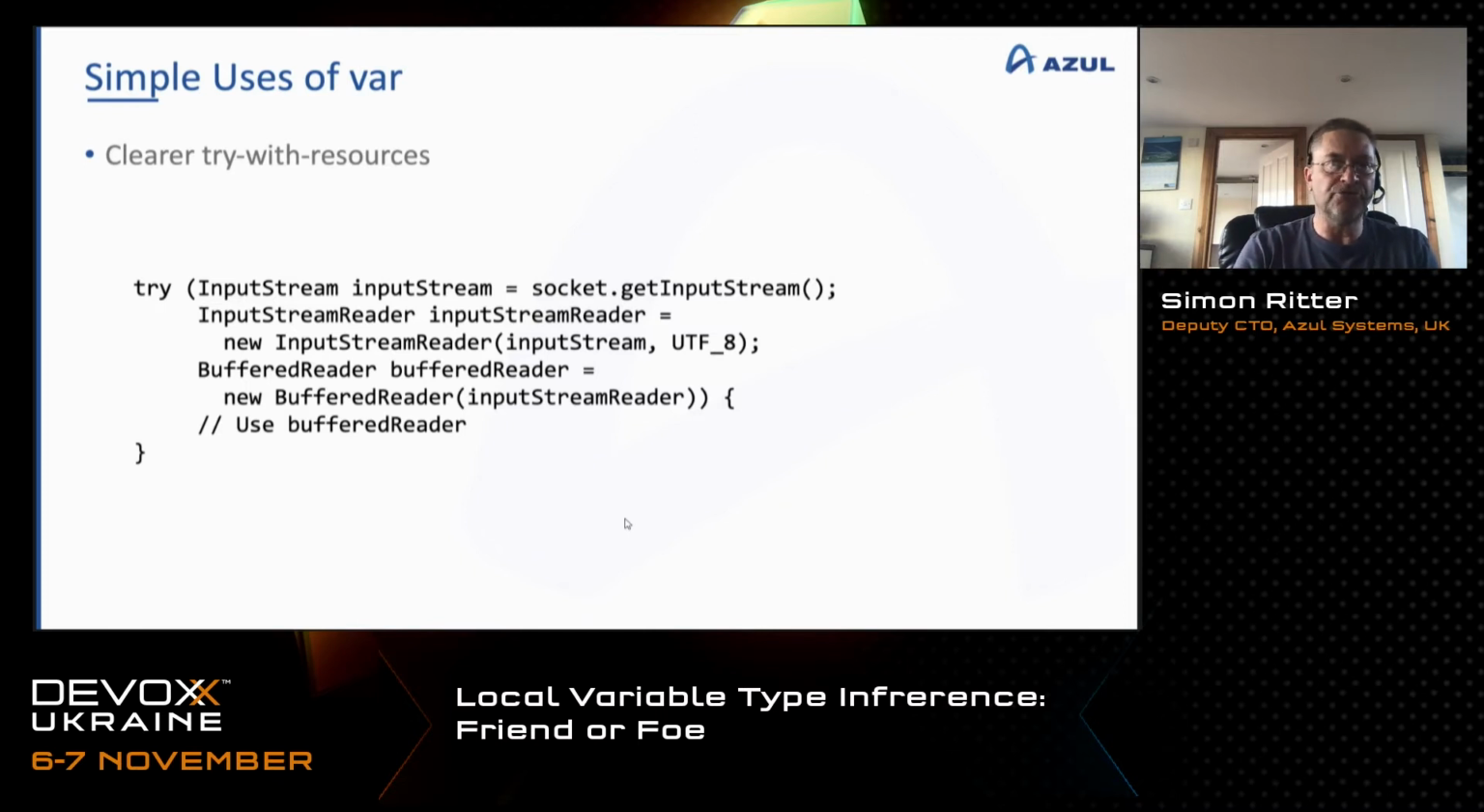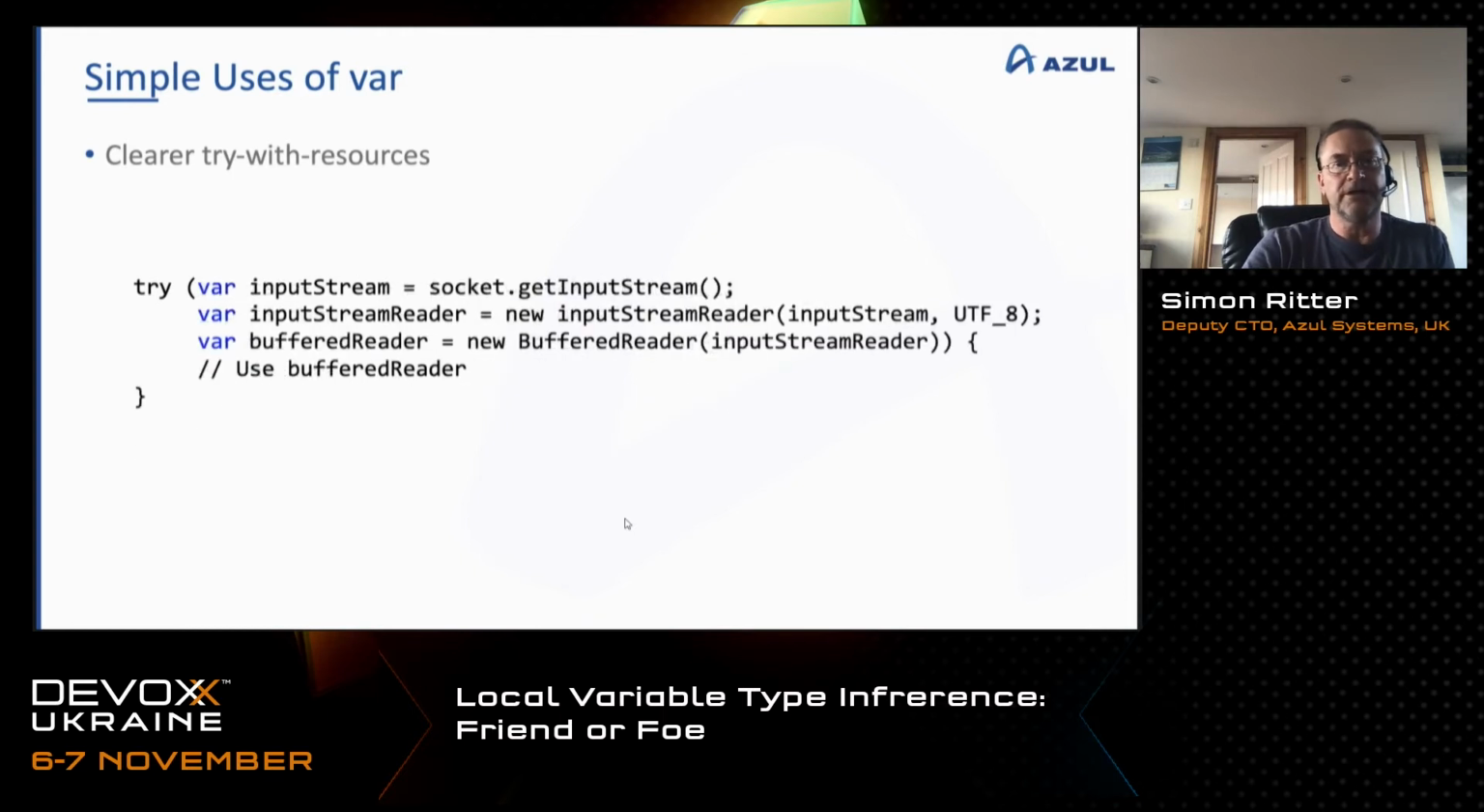And so you've got to look through it and you've got to see, okay, I've got an input stream, get input stream. I've got input stream reader, new input stream reader from input stream, buffered reader, and it just goes on and on. So you have to look through that code quite carefully to understand what's actually happening. If we were to use var in that case, then we can tidy it up and we can make it a lot simpler and a lot easier to see what's happening there.